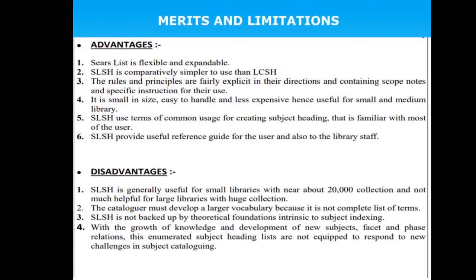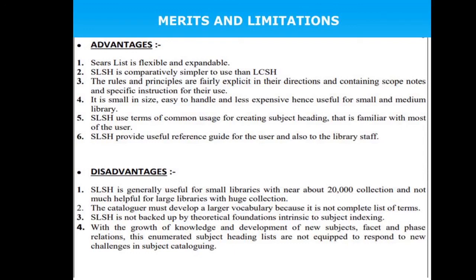So these are the different advantages. Sears list is easy to understand, it's flexible, and it's simpler to use. That is true actually, and the rules are fairly explicit, that means it's apparent and visible. And it provides a useful reference guide, that is to the users and also to the library side. And the common usage of creating subject headings is familiar to most of the users. So it uses only familiar terms, whereas LCSH uses more complex terms also.